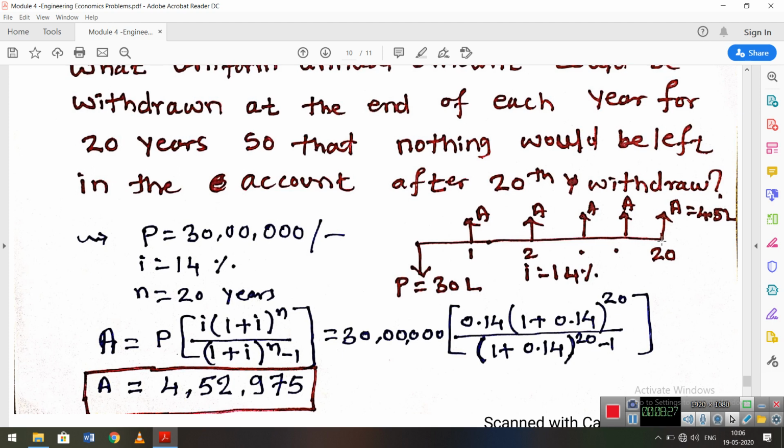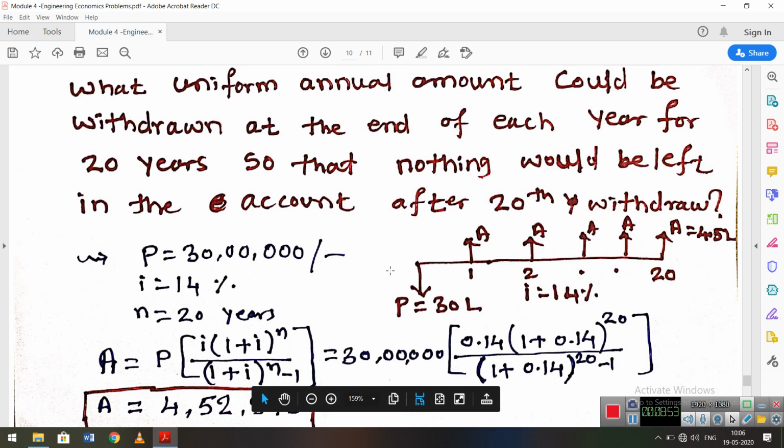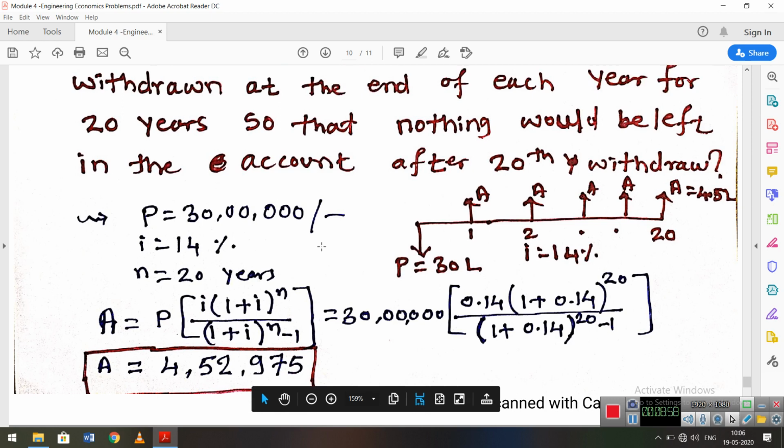At the end of the 20th year, they will once again receive the same amount A, and the account will be empty. They have received around 90 lakh just by depositing 30 lakh into a bank for a period of 20 years at an interest rate of 14%. And it is very beneficial also for those above 60 years of age, because the expenses may be around 4.5 lakh, and they can enjoy it by just putting 30 lakh into the bank.